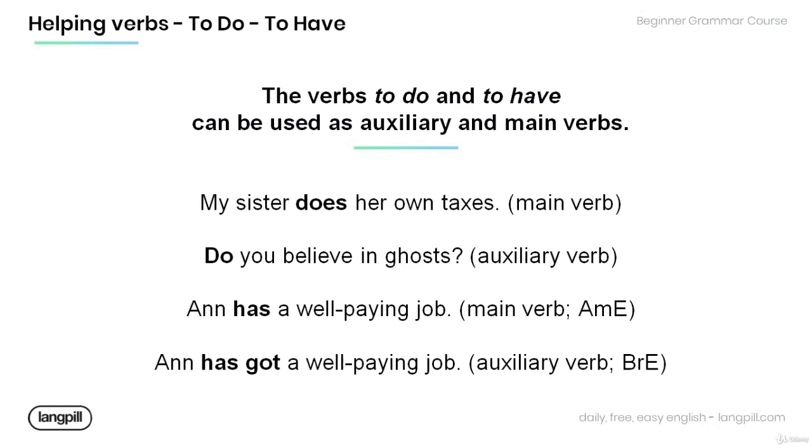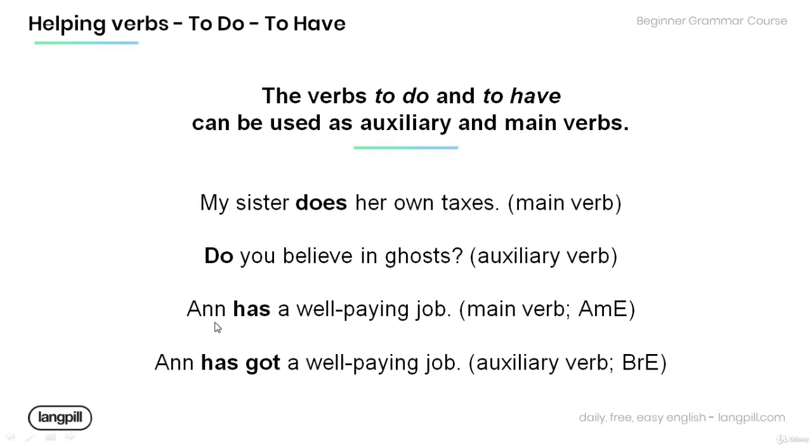Let's have a look at the examples below. My sister does her own taxes. Now in this sentence, the verb does is used as the main verb. And in this sentence, do you believe in ghosts? The verb do is used as an auxiliary verb to form a question.